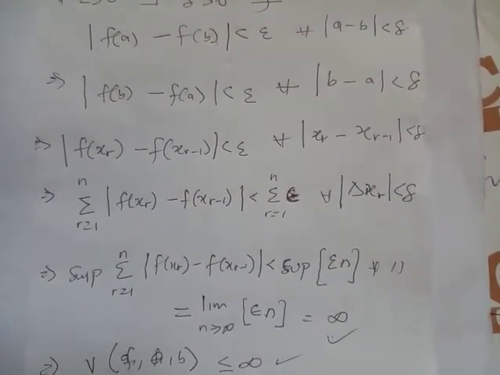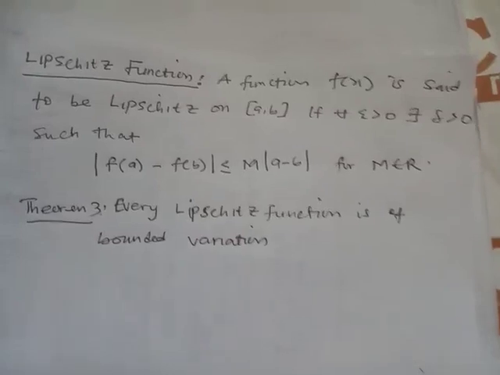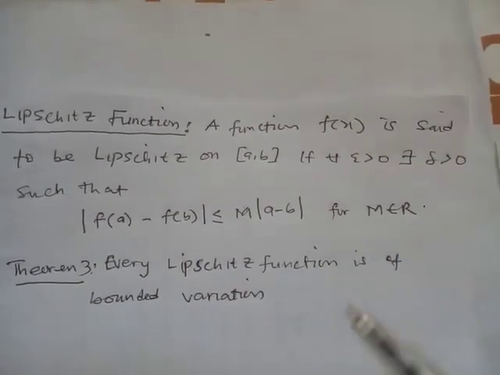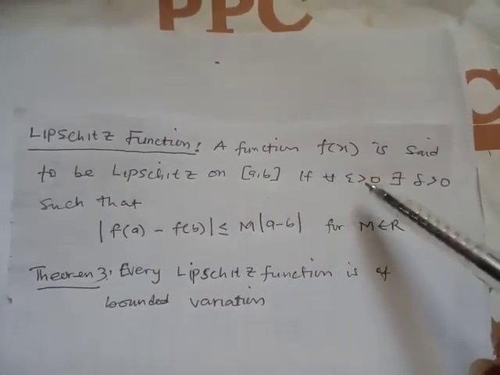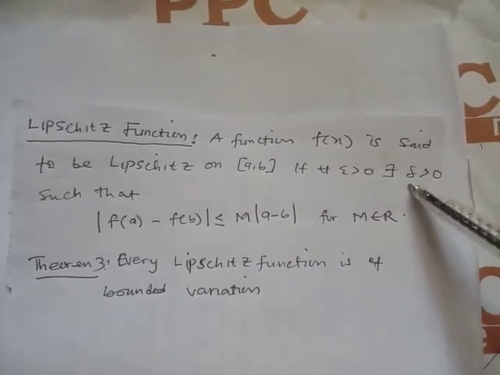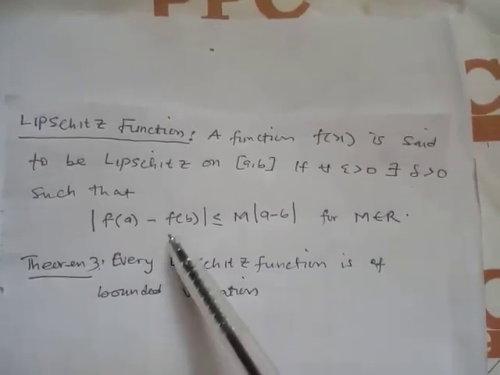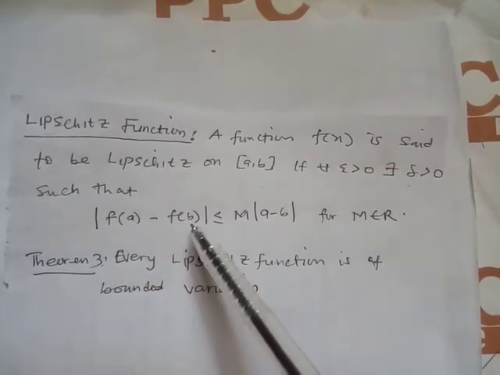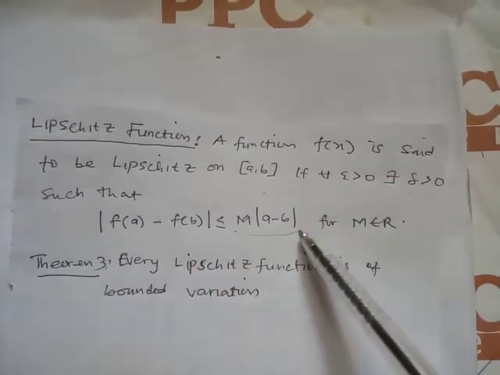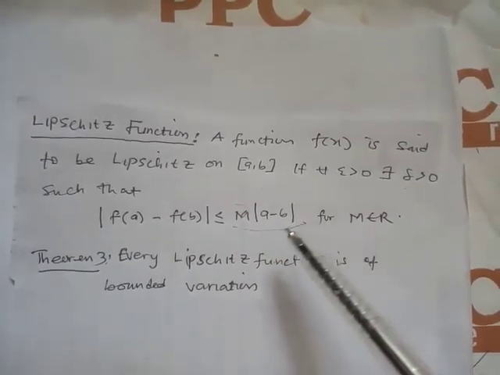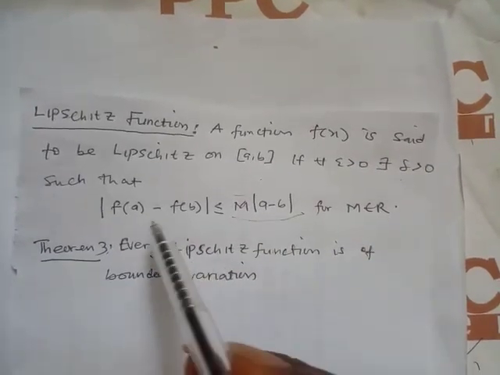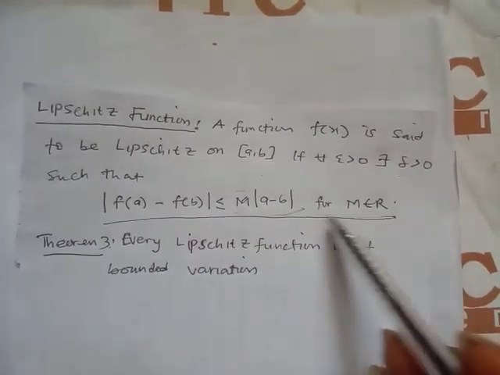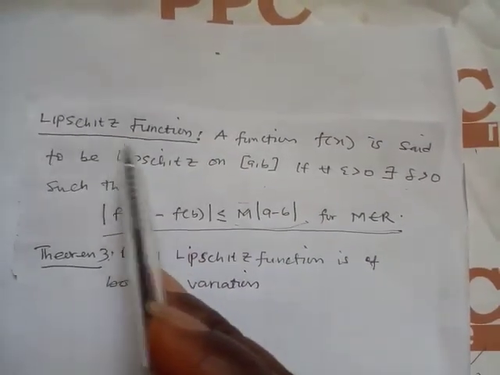Let's consider another theorem. But before the theorem, we'll consider the following definition. This is the definition: Lipschitz function. A function f of x is said to be Lipschitz on this interval if for every epsilon greater than 0, there exists delta greater than 0, such that |f(a) - f(b)| is less than M times this. You should know that this is less than epsilon. So from this we can get our delta here. Now, if this occurs, we'll say that that function is said to be Lipschitz.